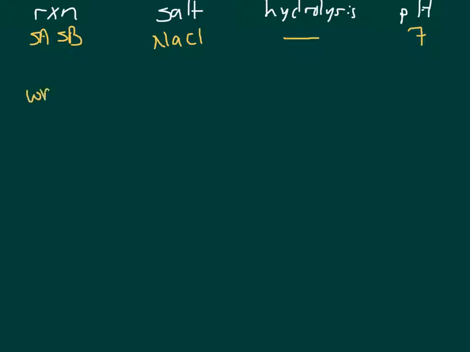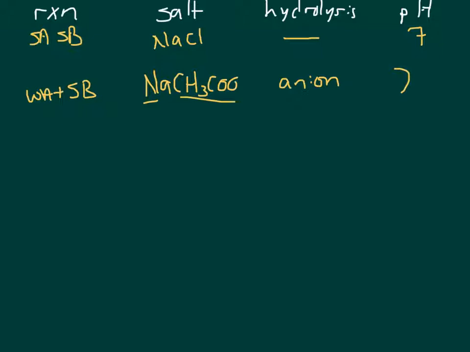If you have a weak acid and a strong base, like acetic acid, CH3COOH, and NaOH, you will get a salt of the conjugate base of that weak acid with the metal of that strong base. This causes anion hydrolysis. When you have anion hydrolysis, you're going to be absorbing more hydrogen ions and releasing hydroxide ions. Therefore, you're going to be basic, and your pH value is going to be above 7.